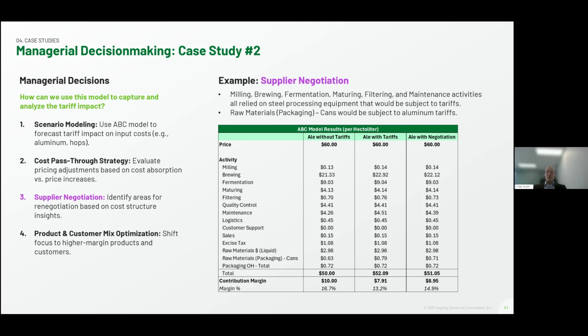However, if the company successfully negotiates with its aluminum and equipment suppliers, in this case, for example, to each share 50% of the tariff burden, cost increases are halved. That brings total unit costs to $51 per hectoliter, raising contribution margin to $9 and margin percentage to 14.9%. This example just underscores the value of activity-based costing. When companies understand their cost drivers at a granular level, they can take proactive steps like supplier negotiations to preserve margins and profitability under pressure.